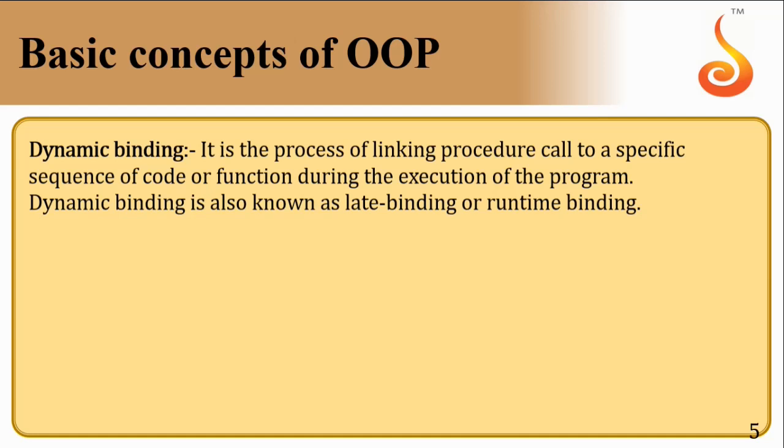So depending on how many arguments I enter during execution, that particular function gets executed. That is called dynamic or late binding. It is the process of linking a procedure call, that is, the function call, to a specific sequence of code or function, deciding which function to execute during runtime or execution of a program. That is called dynamic binding. Hopefully you have understood this.